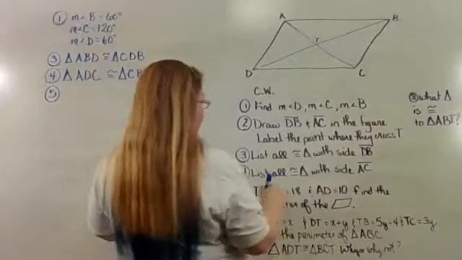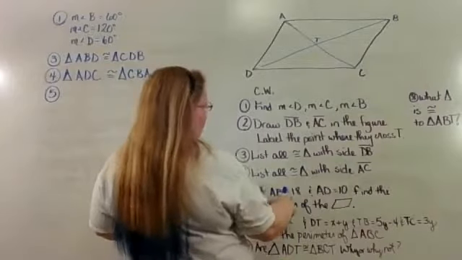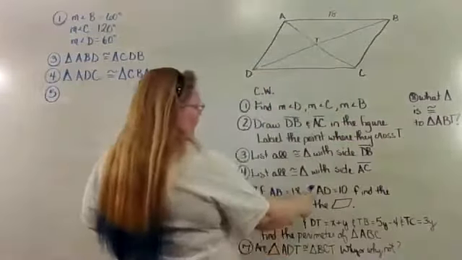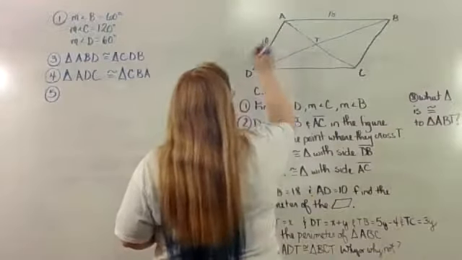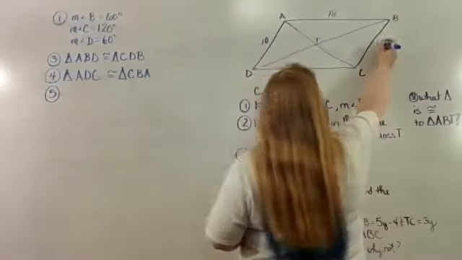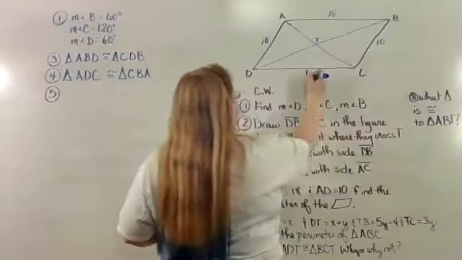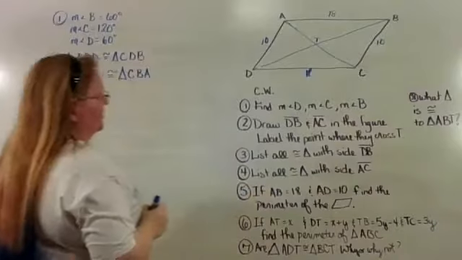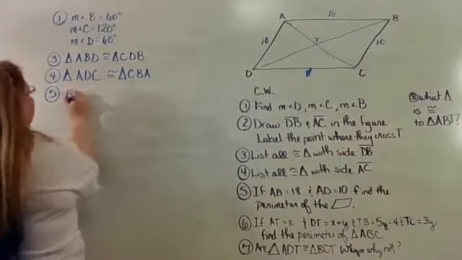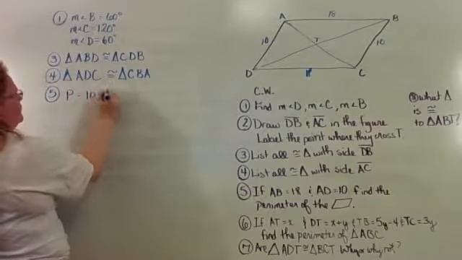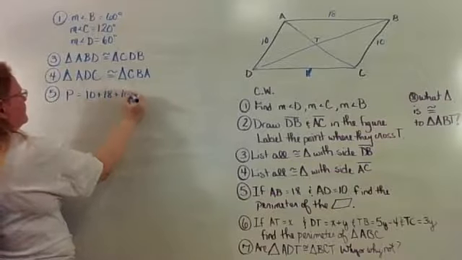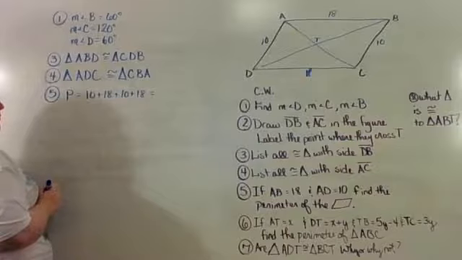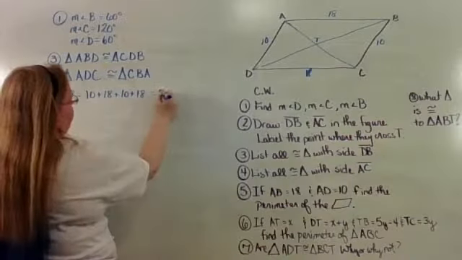So for number 5, I'm going to go ahead and put some stuff up here so that I can see it. It says if AB is 18, that's that one, and AD is 10, that's this one. That means this one over here has to be 10, and this one down here has to be 18. They want to know what the perimeter is. And we get that the perimeter is 56.